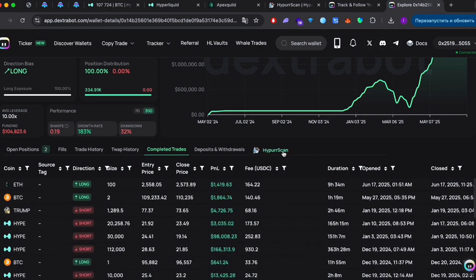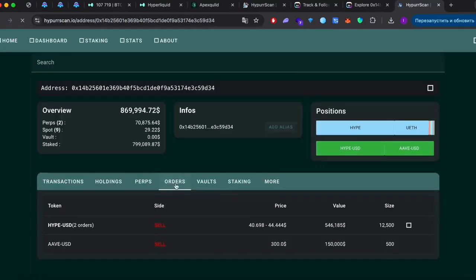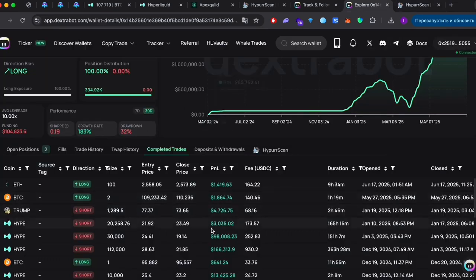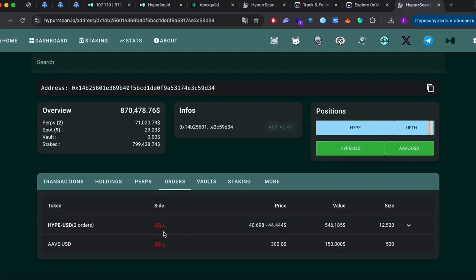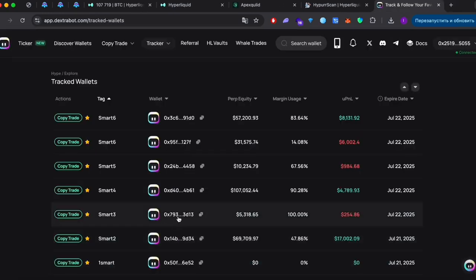I also want to show you an interesting story related to Hyperscan. By clicking here, we go deeper into it. In Hyperscan, under the orders section, we can see the orders he has placed for sale. In other words, we can know where this wallet wants to close its positions, which is of course very convenient. For example, the DEXs bot doesn't highlight this information yet, but by going to Hyperscan, we can see his current orders.